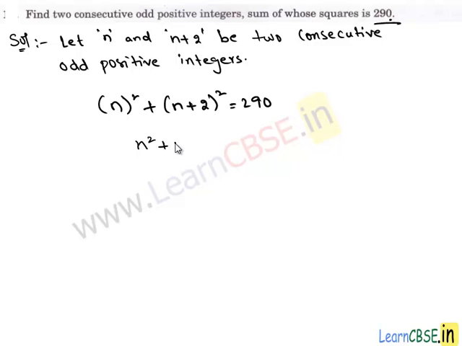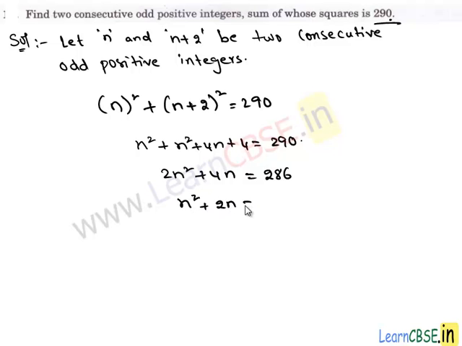(n + 2)² is n² + 4n + 4, and it is equal to 290. The sum of n² and n² is 2n². We have 4n. By subtracting 4 from 290, we have 286. In the next step, we divide both sides by 2. Here we have n² + 2n, and on the right hand side we have 143. By transposing 143 to the left hand side, we have negative 143.